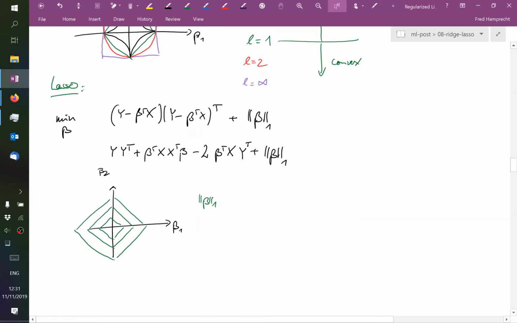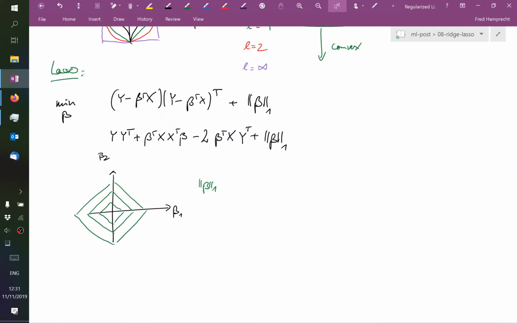Now, what we see here are 4 planes. I can distinguish 4 cases in this 2D example. Here it would be beta 1 plus beta 2. Down here it would be beta 1 minus beta 2. Here it would be minus beta 1 minus beta 2. And up there it would be minus beta 1 plus beta 2.